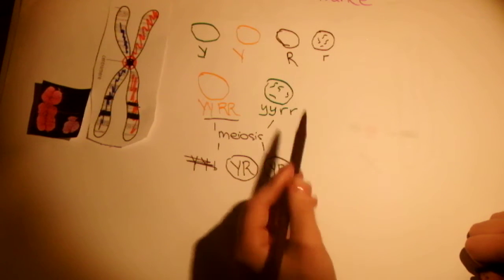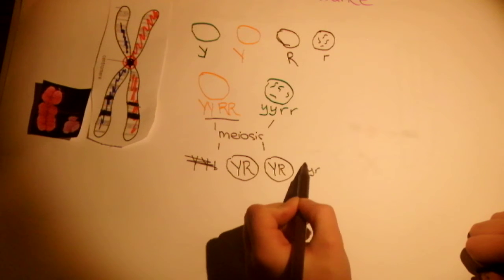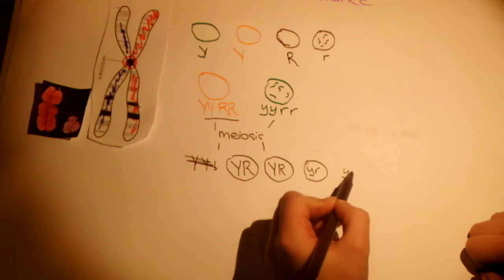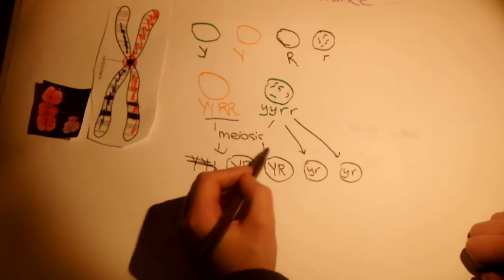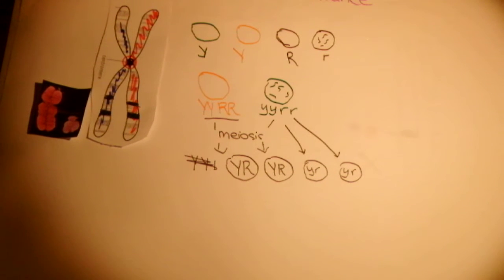There's no dominance, so you just have to repeat what you've got there. YR, and then another YR. So these are from these two here, and then these two are from the yellow one. And that's the gamete, so always circle the gametes.